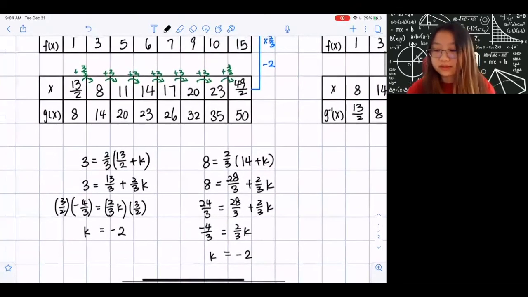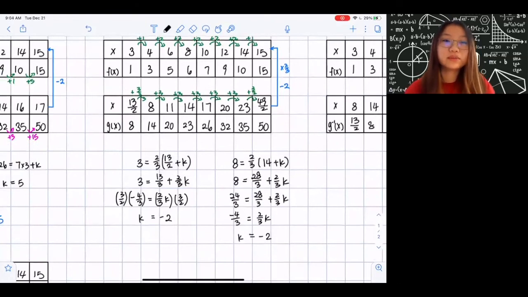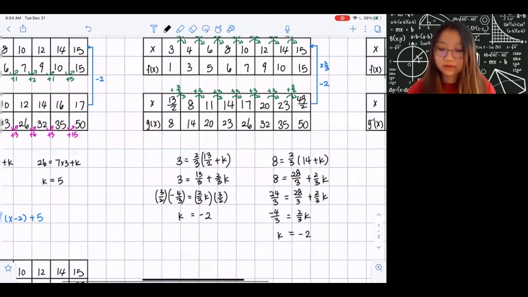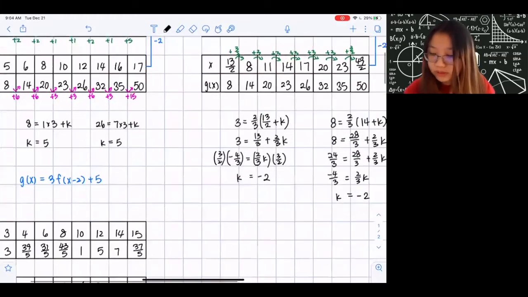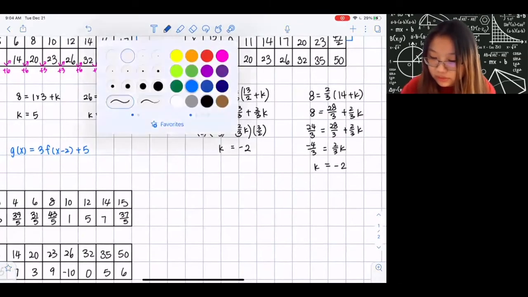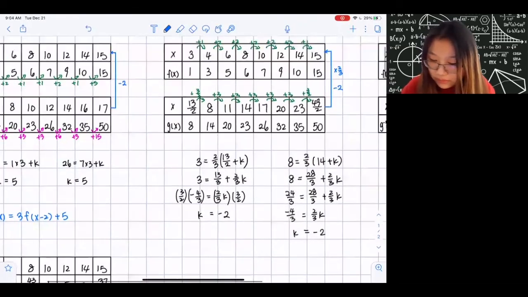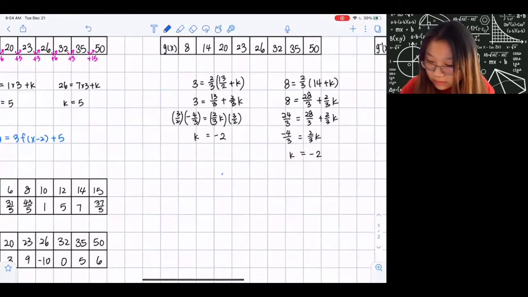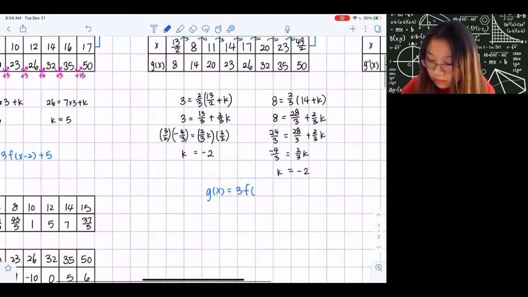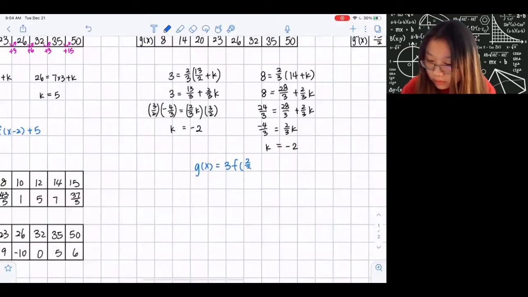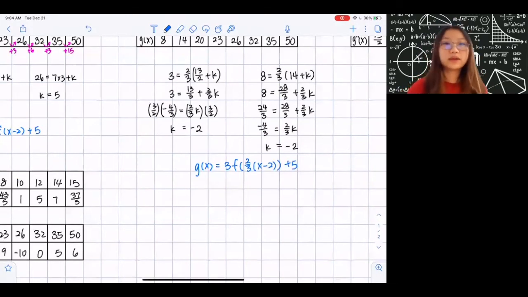So we have those transformations figured out, and we already had the y transformation, so we can write our final result, which is g of x equals 3f, what is it? I have 2/3, right? 2/3 x minus 2, and I have a plus 5 at the end. So this is how I'm going to write my final result.